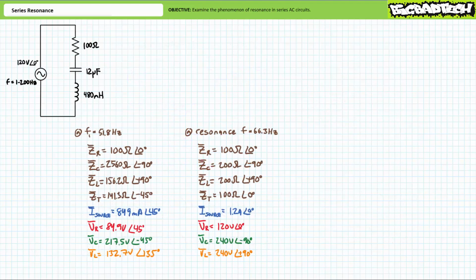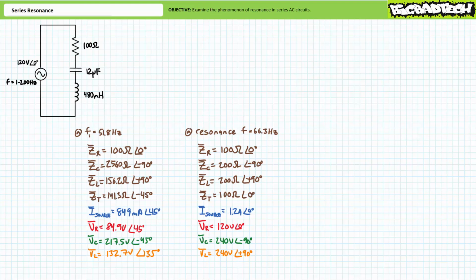For the lower half-power frequency of 51.8 Hz, the complex impedance for the 12 microfarad capacitor will be 256 ohms at an angle of negative 90 degrees. The complex impedance of the 400 millihenry inductor will now be 156.2 ohms at an angle of positive 90 degrees. The total impedance will be the summation of ZR, ZC, and ZL. Substituting our given values yields a total impedance of 141.3 ohms at an angle of negative 45 degrees.